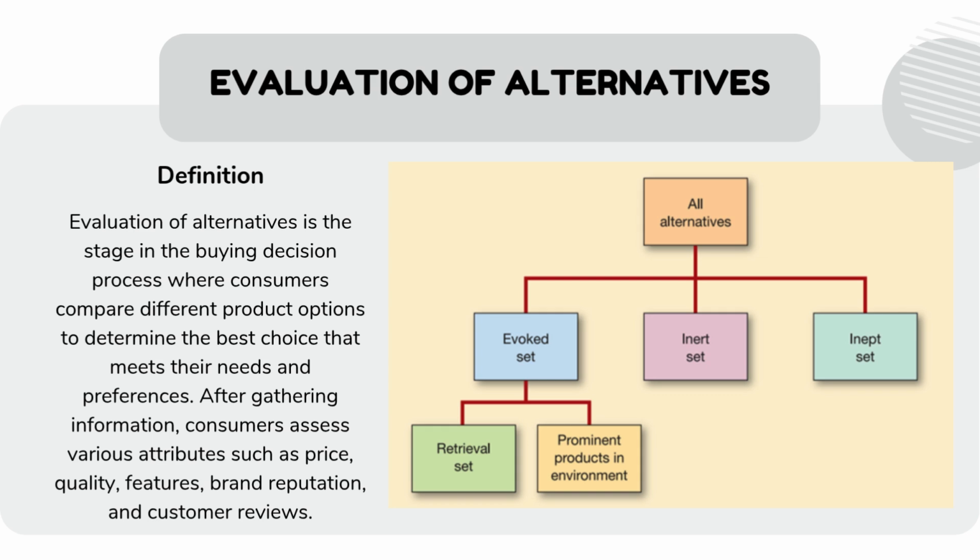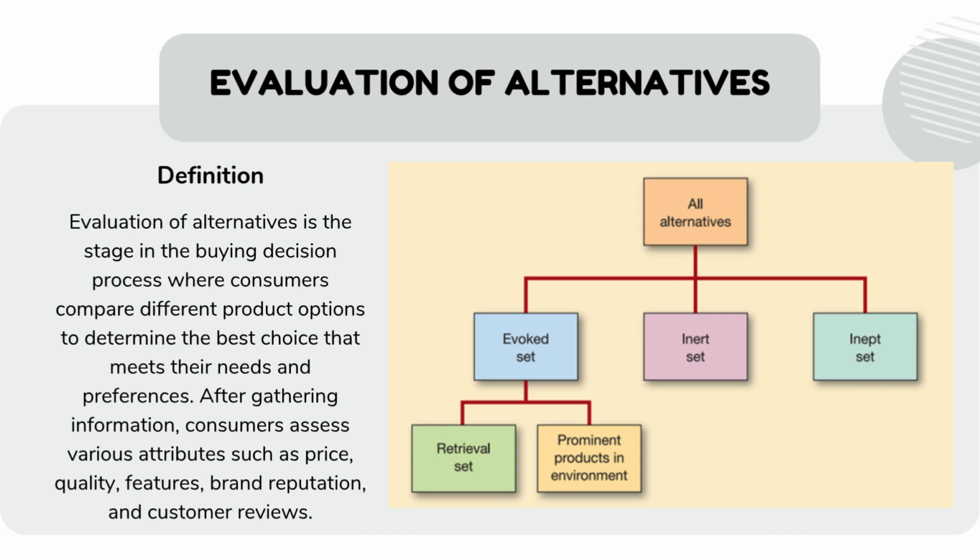The evoked set consists of the brands or products that a consumer actively considers when making a purchase decision. These are the options that come to mind easily due to past experiences, marketing efforts, or word-of-mouth recommendations. Consumers are likely to choose from this set because they see these brands as acceptable and relevant to their needs. For example, when buying a smartphone, a person may have a few preferred brands in mind based on prior knowledge and research.